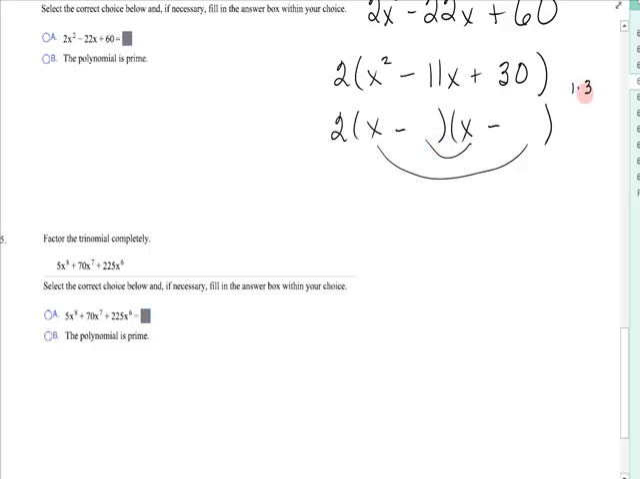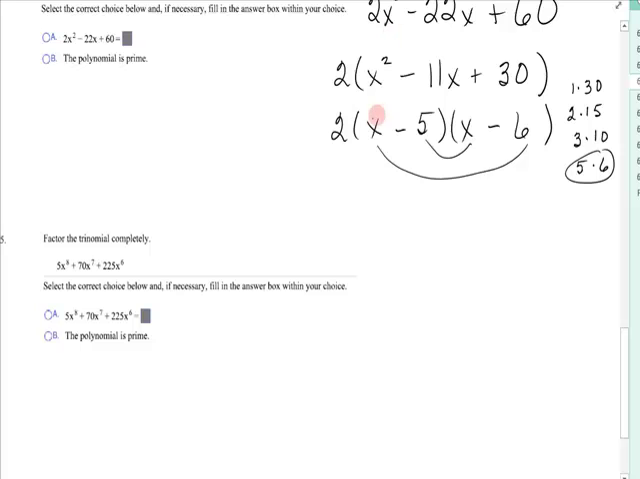1 times 30 gives me 30. Do those add to be 11? No. And if you think of them already, write it down and wait on me. 2 times 15. Do those add up to be 11? No. 3 times 10. Do those add up to be 11? No. 4 doesn't go in there. 5 times 6. Do those add up to be 11? Yes. Because the signs are the same, it doesn't matter where you put them.